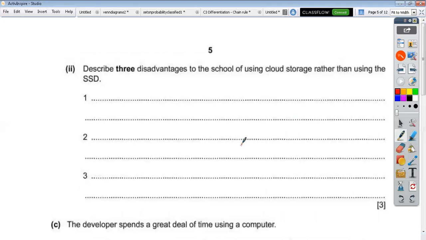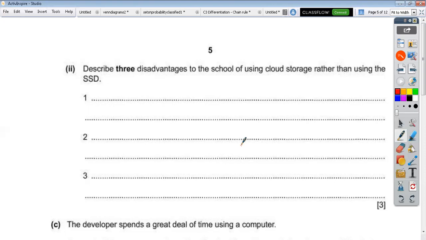Give 3 disadvantages of the school using cloud storage. So what are the 3 disadvantages of using cloud storage? The data can be easily stolen, sir. Yes, cloud storage is prone to hacking. So there are security issues. Clear.